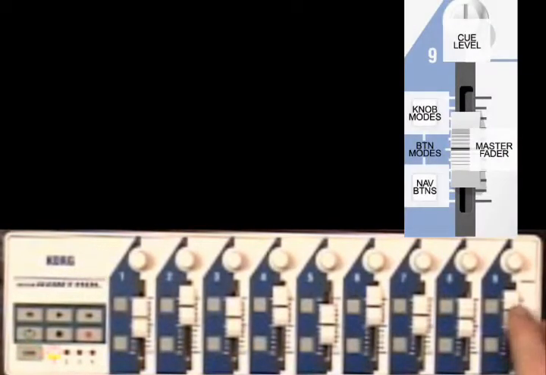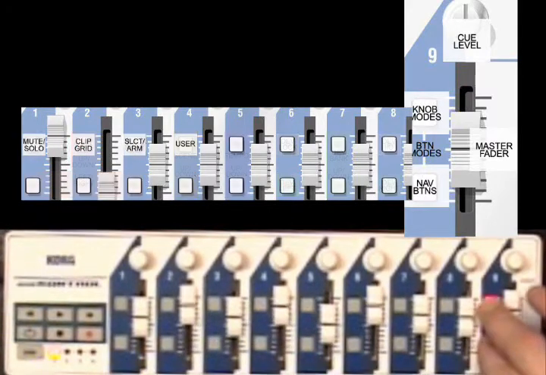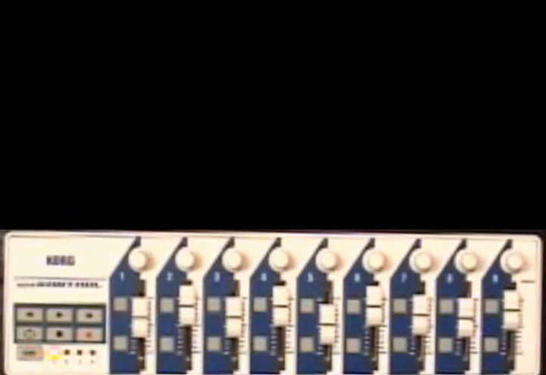On the master strip, the fader always controls master level, the knob controls cue level, and these buttons access some additional pages. You've got the knob mode selection page, the navigation page, and if you press both of these, you'll get to the button mode selection page. And we'll talk about each one of those in detail in just a minute.